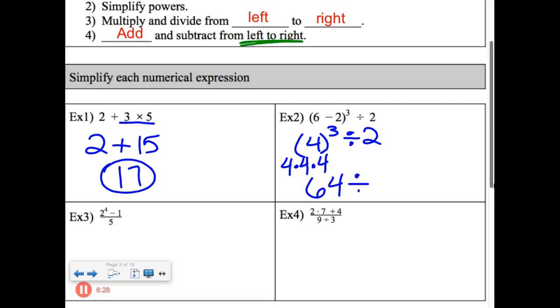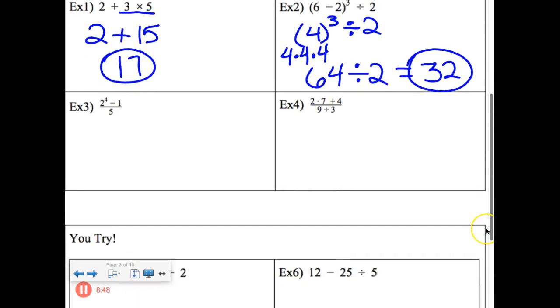Now we still have that divide by 2, so again, that's our last step. You can plug that into your calculator. We're going to take 64 divided by 2, which we know is going to be 32. So as you can see, we got a little bit trickier. We added some more rules in.